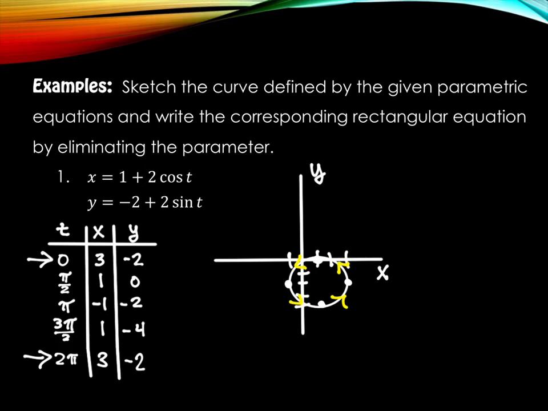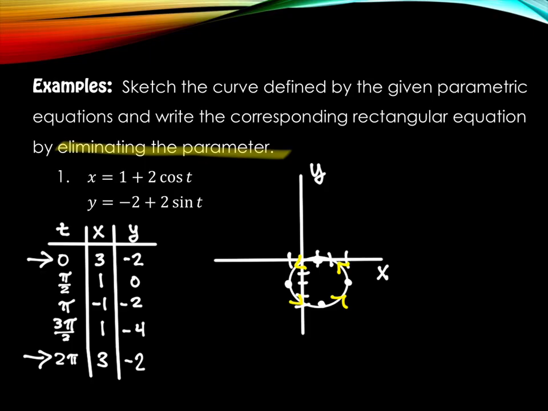There's one other thing that it said. It said by eliminating the parameter. We haven't done that yet. So the eliminating the parameter business here is not an easy thing to do with this equation. Generally speaking, what that means is I would like to solve for t in one equation and plug it into the other equation, thus eliminating t. Does that make sense? It's substitution.